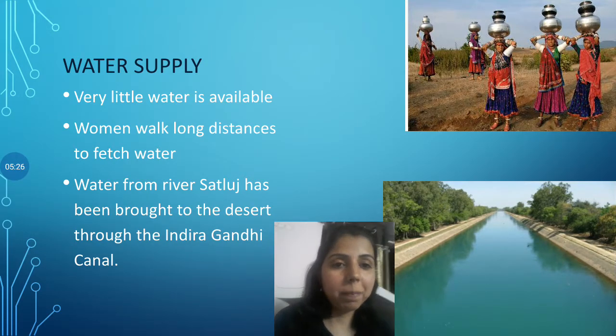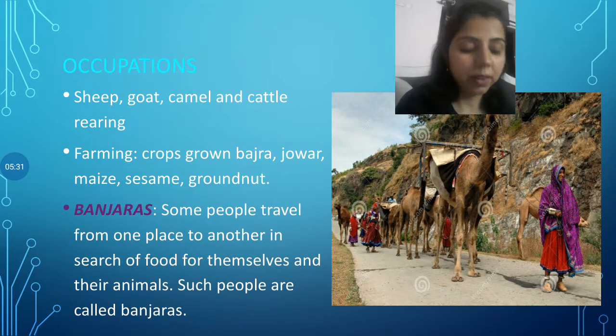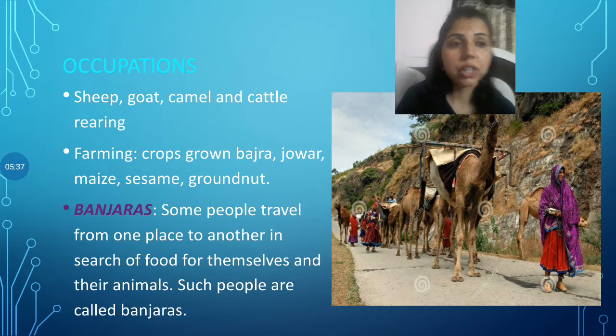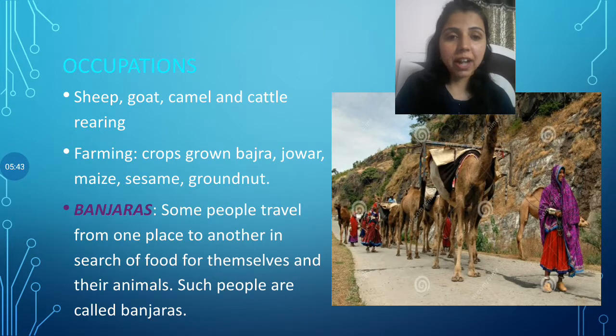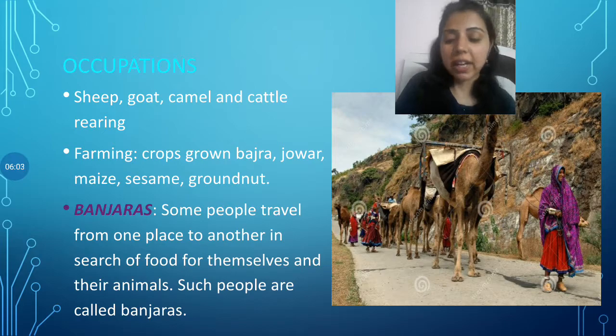in the desert area. Now let's see the occupation of the people in the Thar Desert. People mostly rear sheep, goats, camels and cattle. Some of them are farmers. They grow bajra, jowar, maize, sesame and groundnuts. Some people also travel from one place to another in search of food for themselves and their animals. They are called banjaras. Here you can see the picture of banjaras going along with their luggage from one place to another. Their life is very hard.